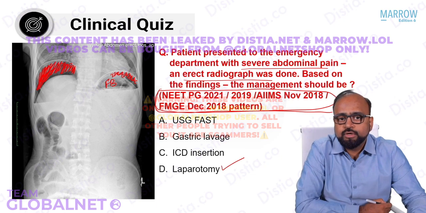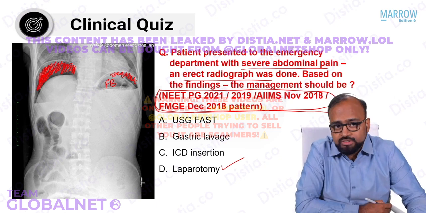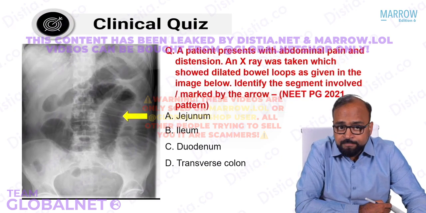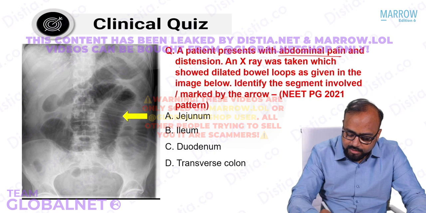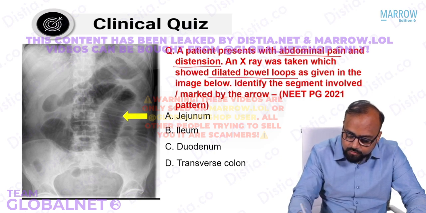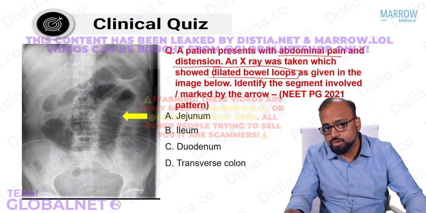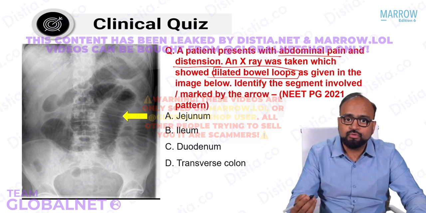We'll discuss pneumoperitoneum, how to diagnose it, what is the earliest and what is the best investigation. So that is something that we'll discuss. See, another question which was recently asked: patient presents with abdominal pain and distension. X-ray is done which shows dilated bowel loops as given in the image. Identify the segment involved. So this is actually intestinal obstruction, but they have not asked you what the diagnosis is.